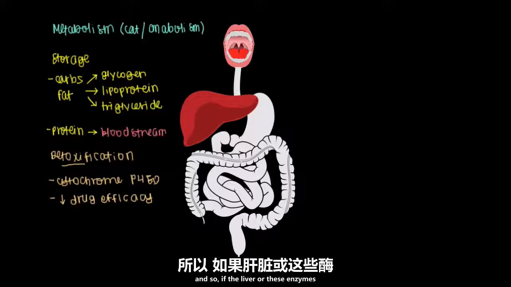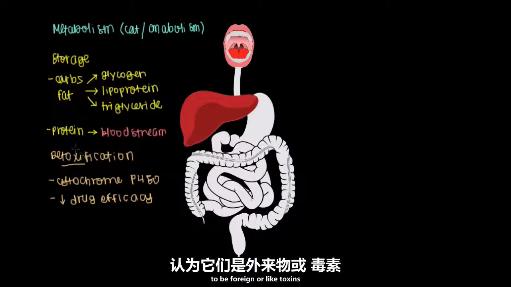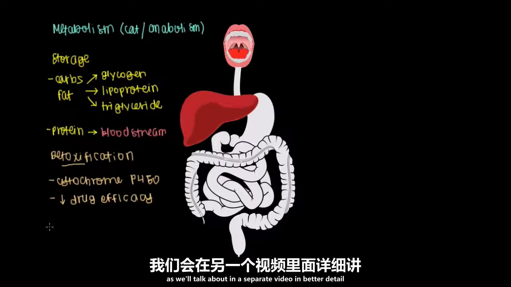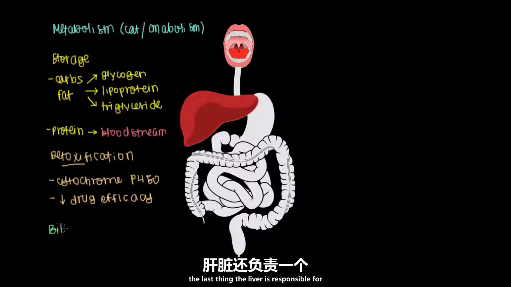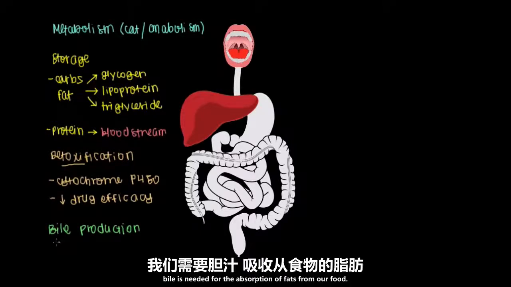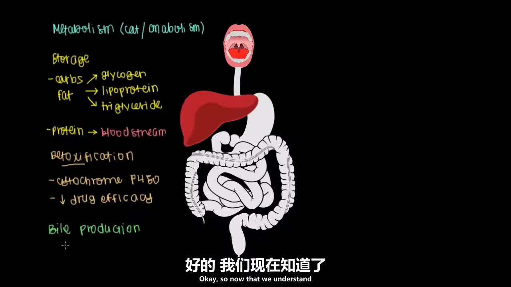And so if the liver or these enzymes perceive medications that we ingest to be foreign or like toxins, they're going to try and break them down so they don't cause an effect to our body. So doctors know this, and because of that, a specific dose must be given to account for the amount of a drug that's going to be detoxified by the liver. And finally, as we'll talk about in a separate video in better detail, the last thing that the liver is responsible for is bile production. Bile production. And as you might recall from our discussion on small bowel, bile is needed for the absorption of fats from our food.